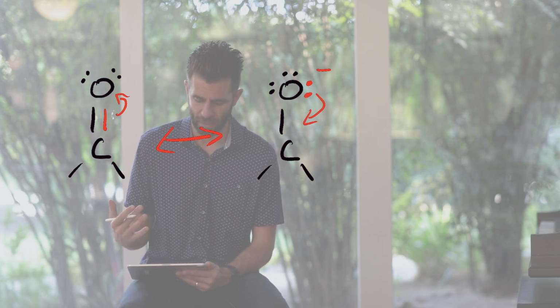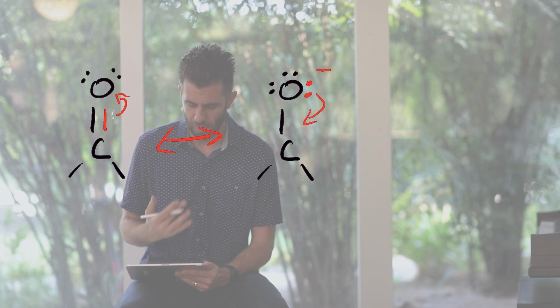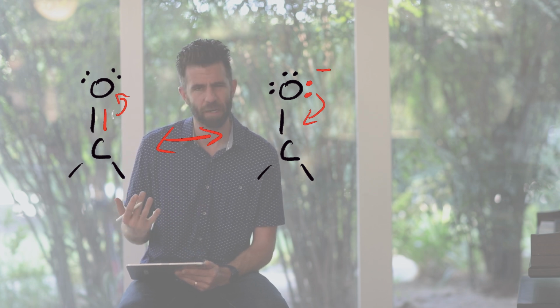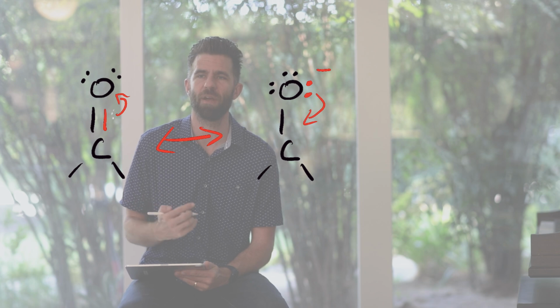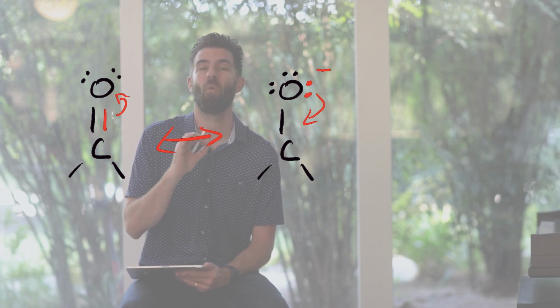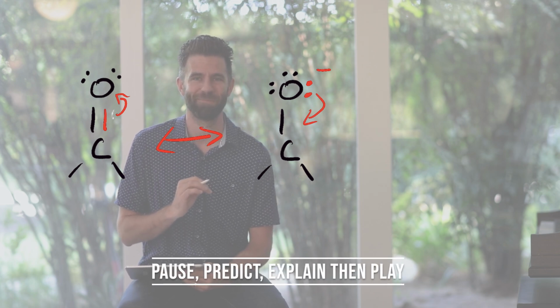Let's take a look at this one first. If we look at this, where are these electrons? Which one of these 2 is the most stable? Well, what do you think? Which one of these is the most stable? Make a prediction, and then play it once you've done, and also tell me why that one is the most stable.